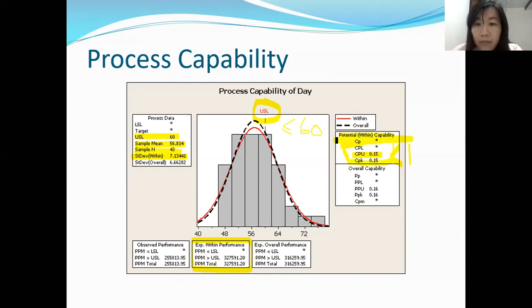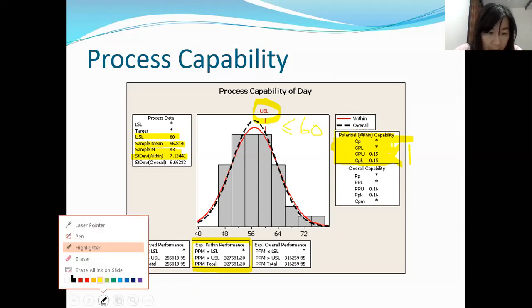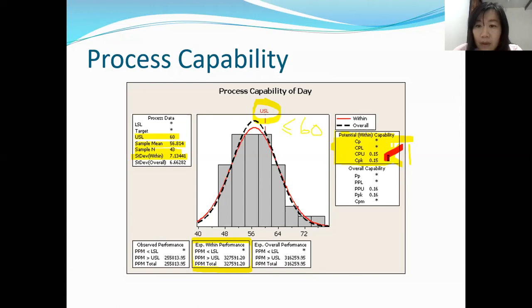If you don't remember the formula, open your book again and figure out the formula to help you calculate the CP, CPK, CPU, CPL. Yeah, then we can tell that this is not a good process. It is a bad process, bad performance.